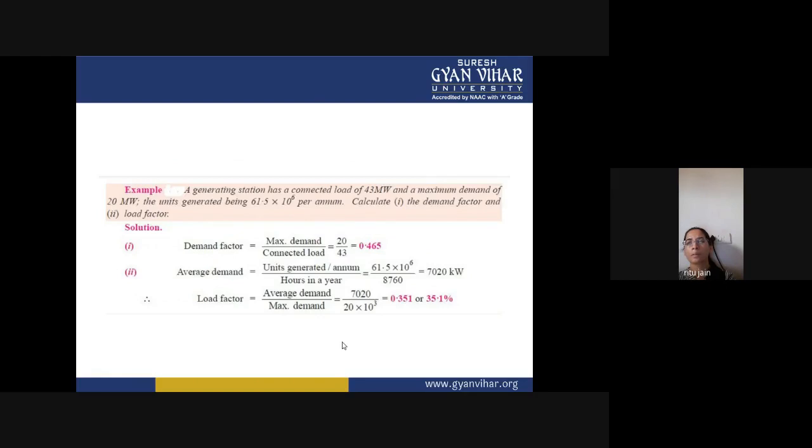Now average demand is equal to units generated per annum divided by hours in a year. So units generated per annum is equal to 61.5 into 10 to the power 6, which is divided by 8760, is equal to 7020 kilowatt, and the load factor is equal to average demand upon maximum demand, which is 7020 divided by 20 into 10 to the power 3, and you are getting load factor, which is equal to 0.351 or 35.1%.